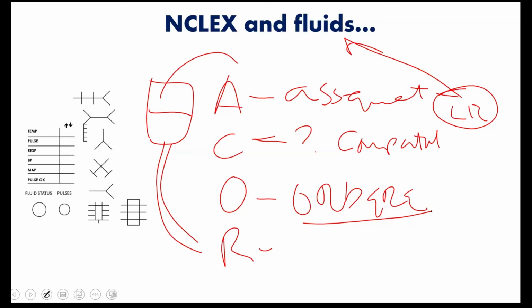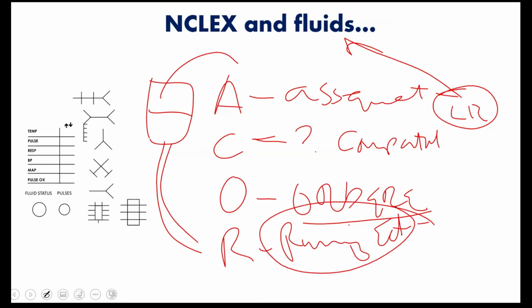And then R, running. Why is it still running? Like I said before, if the patient is sitting in the bed and eating and drinking, why do they need this IV fluid, right? And so there's a big principle for that. All right, so that's the basic assessment. And I talked about the different IV types and the different gauges and different things like that. Now, gauge is a little bit nuts to know.